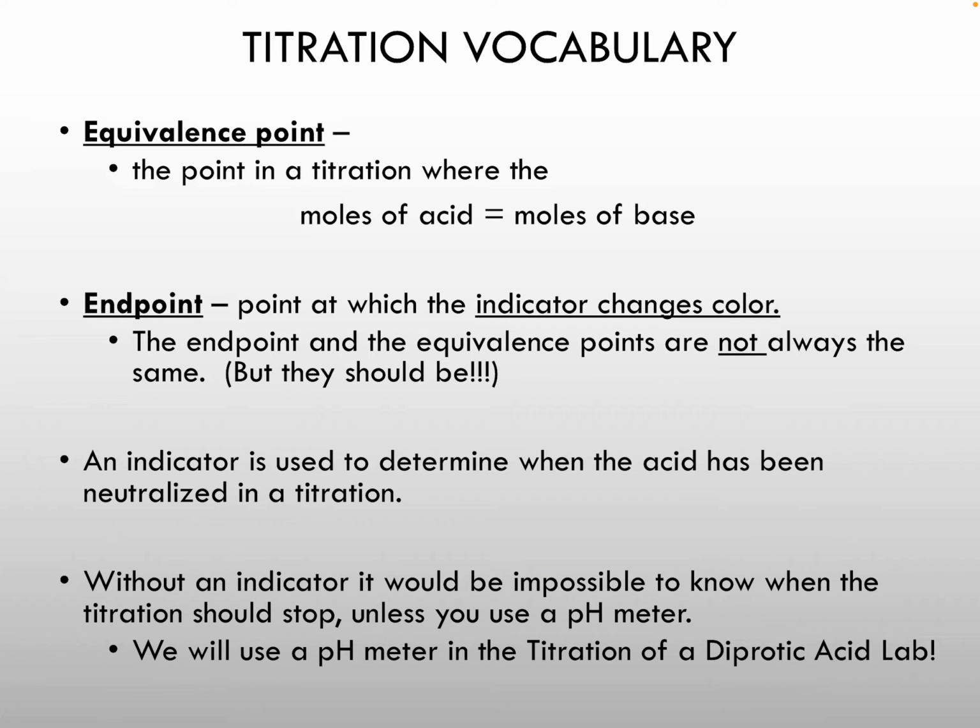In this class, I want to make the distinction between them. Equivalence point is where the moles of acid are equal to the moles of base. That is what should be the end of our titration. The endpoint is the point at which the indicator changes colors.